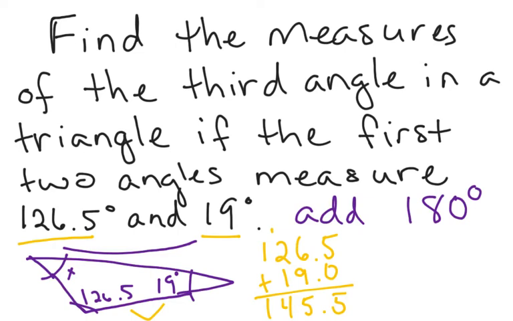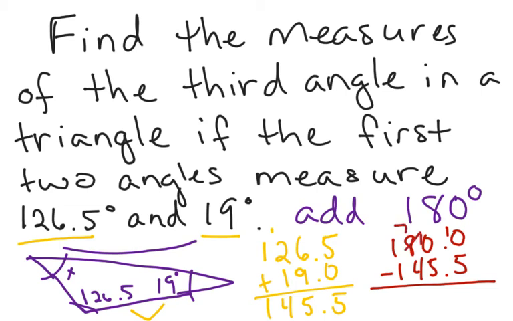So then we just have to subtract that from 180. Now remember, it is important to line up the decimals. Whoops. And it's also important to copy down the problem right. So we are going to have to do some borrowing. We can't borrow from the 0. We have to borrow all the way from the 7. Don't forget those rules.